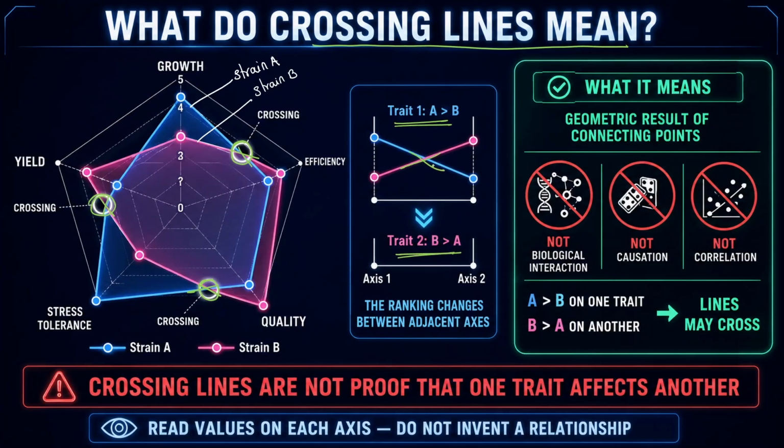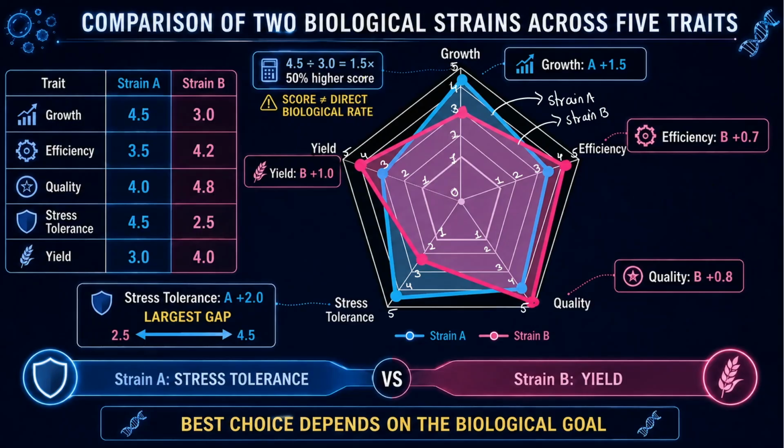This crossing is only a geometric result of connecting the data points. It does not show a biological interaction between the traits. It also does not prove causation, correlation, or that one trait affects another. It simply shows that the strains change their relative ranking between adjacent axes. So never invent a scientific relation from crossing lines. Read the values on each scale separately, compare the strains trait by trait, and interpret only what the plotted data actually show. Now let's compare two biological strains across 5 traits.